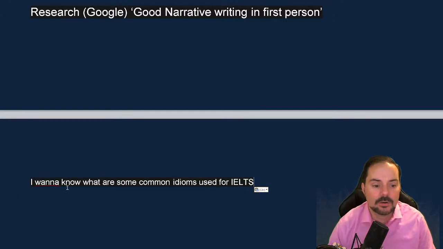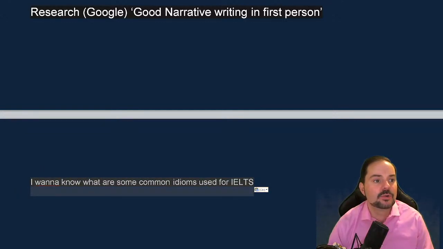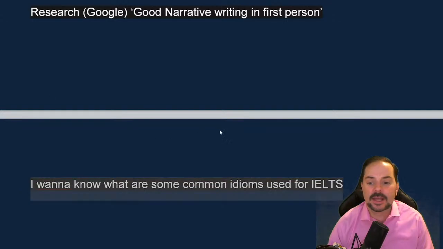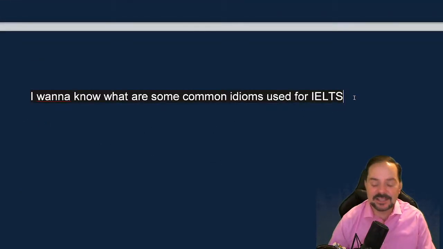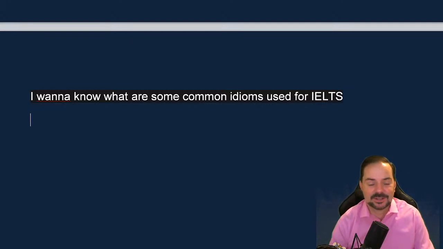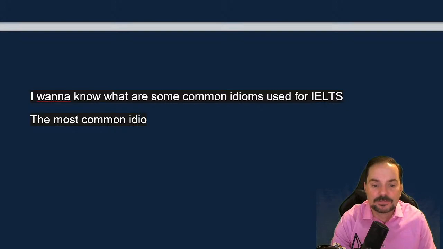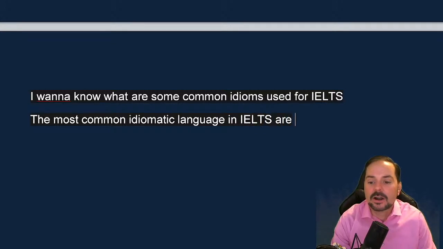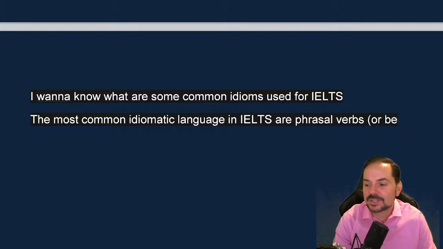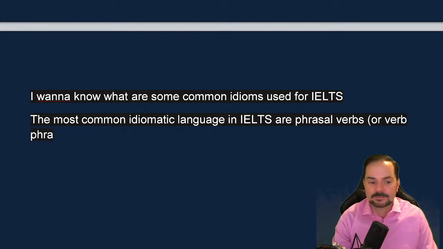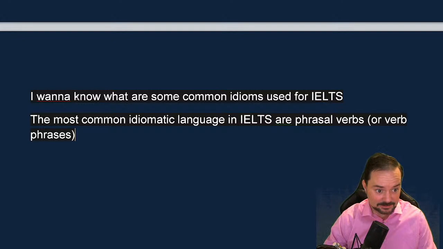So here we go. This is Hasna's question. It's a good question. And it has a simple and quick answer right off the bat. Yeah, there's an idiom for you right off the bat. Okay, so the most common idiomatic language in IELTS are phrasal verbs or verb phrases. They're the same thing, okay? Some textbooks say phrasal verbs, some textbooks say verb phrases, but that's what they are.